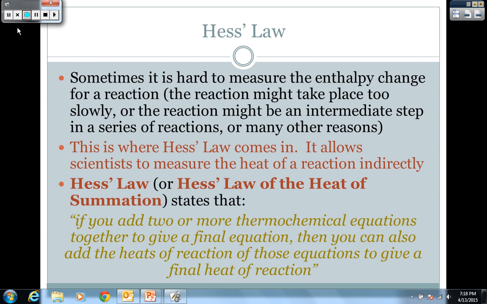So really what Hess's Law is all about is saying that you can add two or more reactions together to get the final reaction that you're looking for. And if you're adding those reactions together to get a reaction, you should be able to add those enthalpy changes to get a final enthalpy change. So let's take a look.